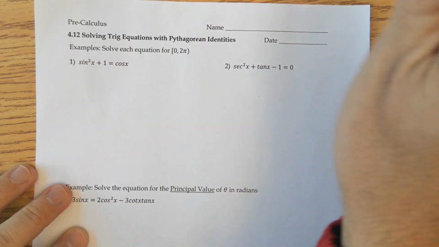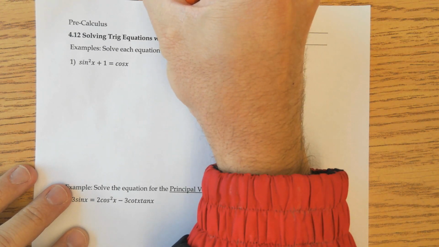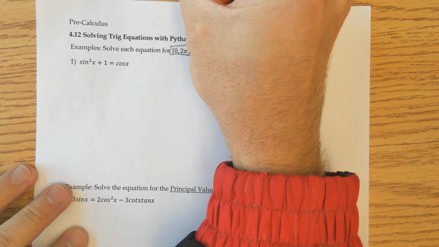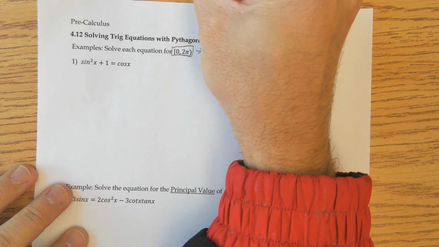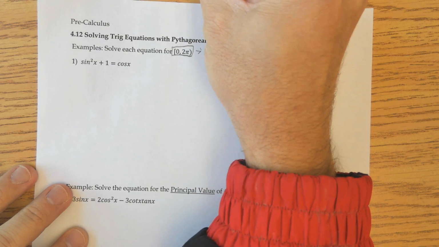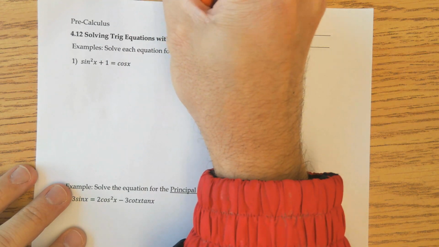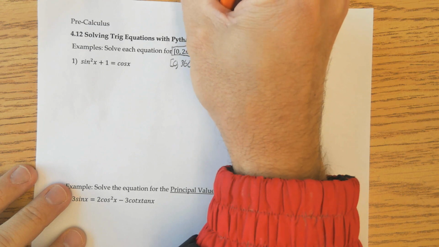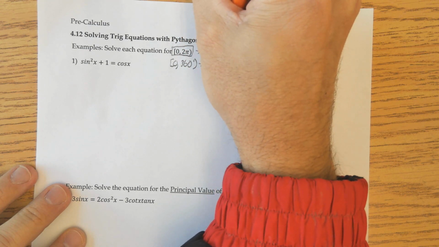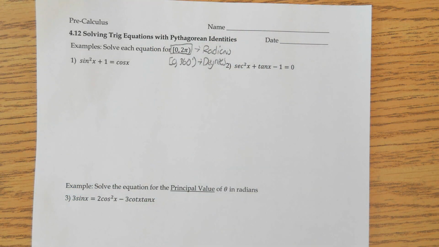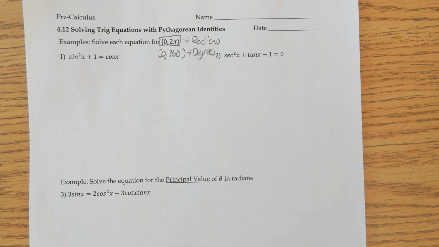A couple things I want you to see real quick is that when you see this right here, guys, and you will have this on the test, your answer should be in radians. And then when you have it like this, 0 to 360 degrees, that's going to be an answer in degrees. So just be cautious of that.